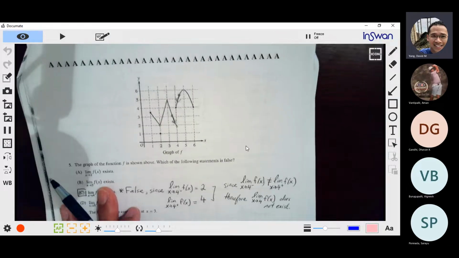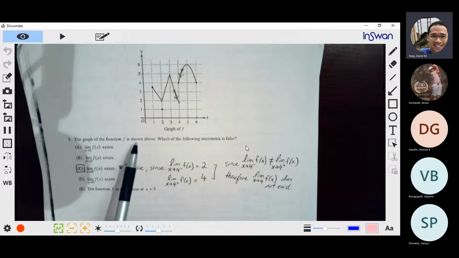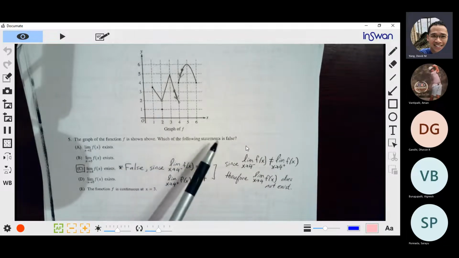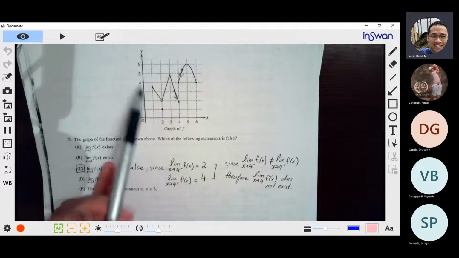Okay, number 5. The graph of f is shown. Which of the following statements is false? Limit as x approaches 2.